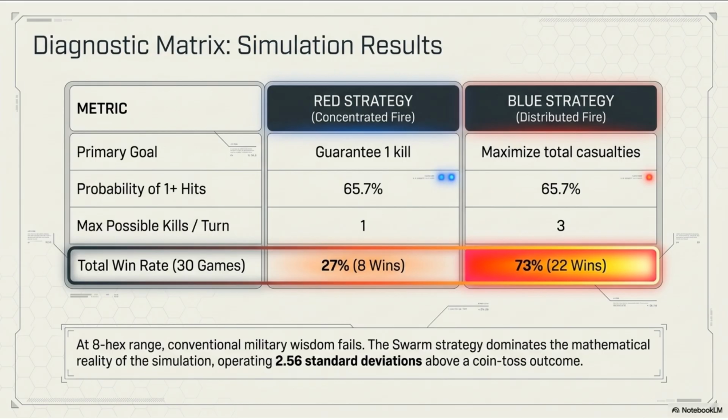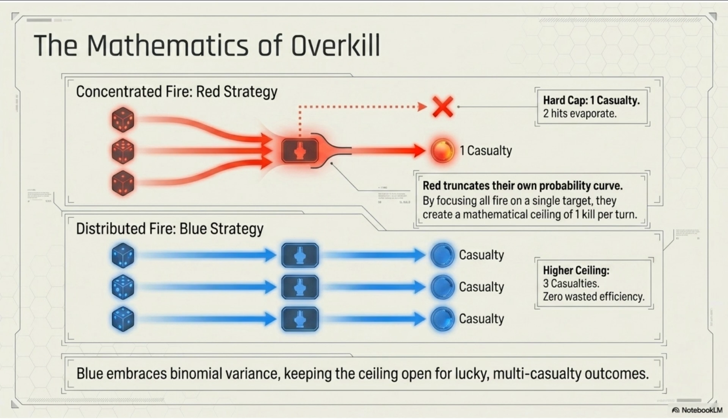Whoa. Hang on. 22 out of 30. That is a landslide. That's almost a 75% win rate. Yeah. Just by changing who you aim at. Yes, statistically, it's massive. Okay, you have to explain the math on this because my brain is kind of rejecting it. Why is maybe hitting 3 people better than definitely killing one?